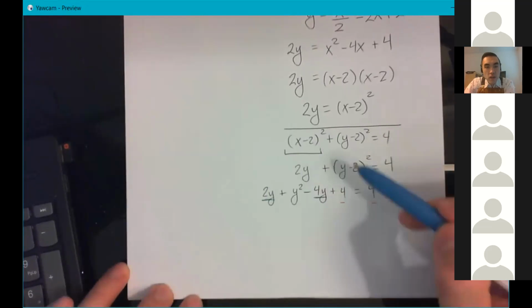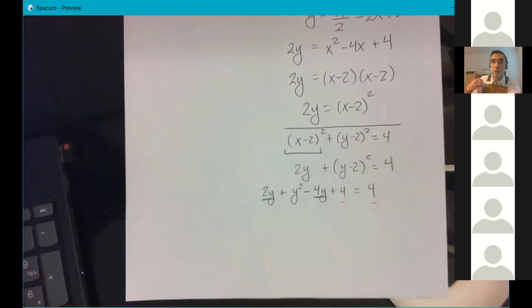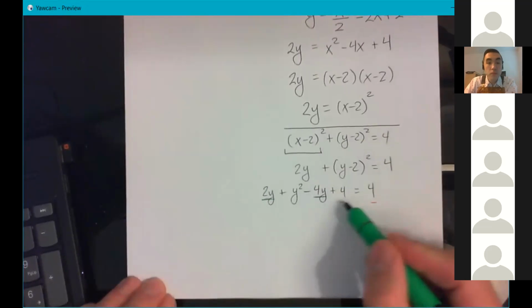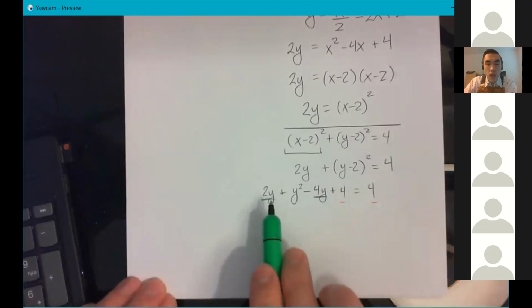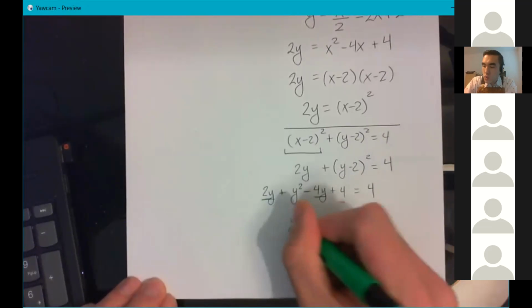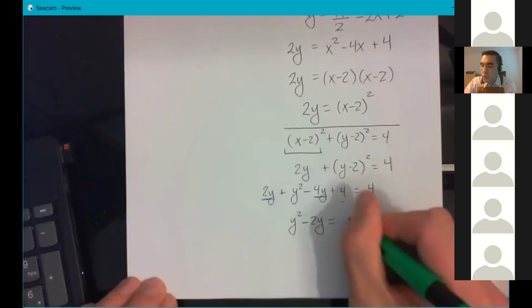Now that I've expanded it out to see what pieces are actually in there, I can go ahead and condense this down and solve that quadratic. And so I'm going to subtract 4 from both sides. 4 minus 4 is 0. And I'm going to combine the 2y with minus 4y. So this is actually just y squared minus 2y is equal to 0.